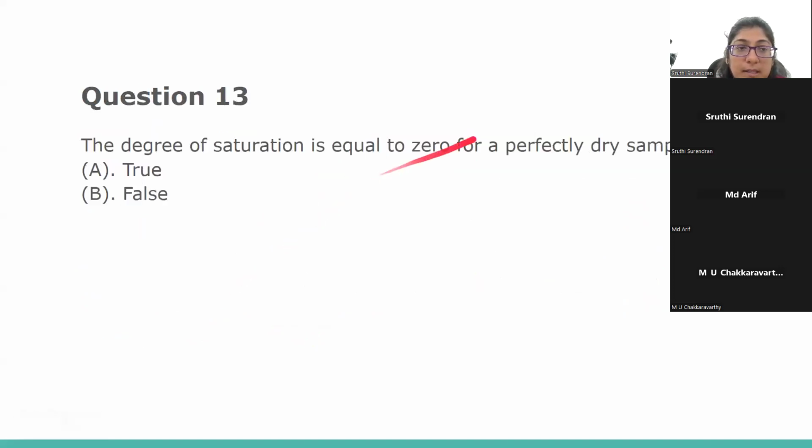Now, corresponding to this itself, another question in a different way. Is the degree of saturation of a very dry sample equal to 0? Is the statement true or false?